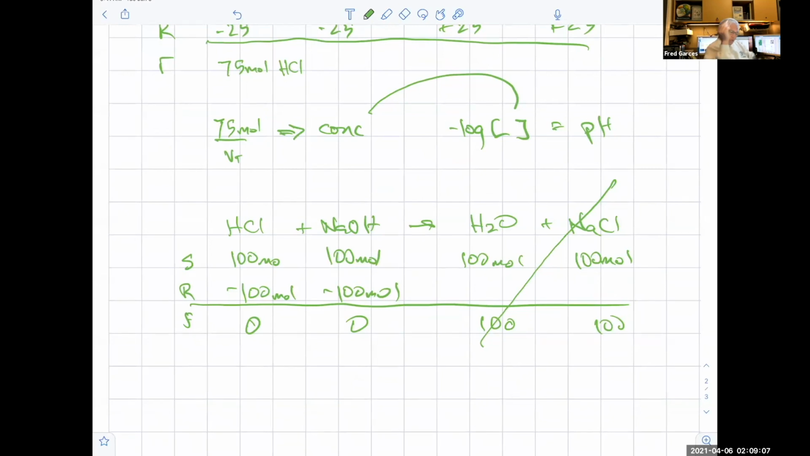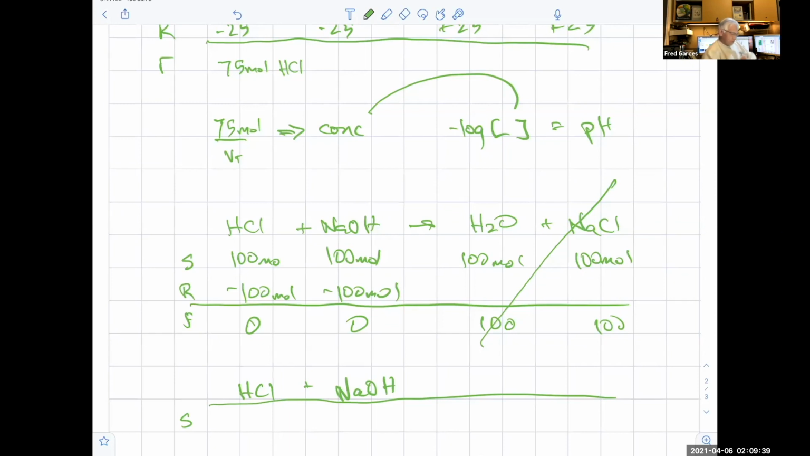Now, suppose you're past the equivalence point. So we have HCl here, and we have sodium hydroxide here. And let's say that now I've added 125 moles of sodium hydroxide. Again, these things are always stoichiometric. That's why I'm using SRF versus ICE. ICE is for equilibrium. SRF is for stoichiometry. Start, react, finish. That's the way I learned it.